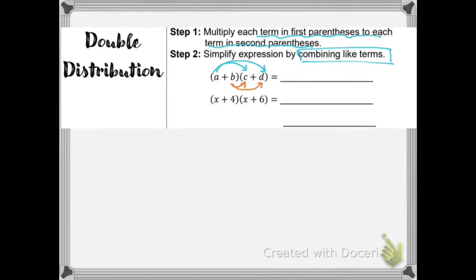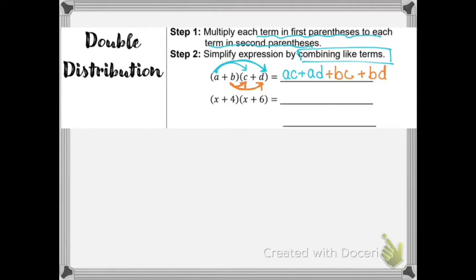Okay, now A times C is AC. Then I'm doing the A times D, so I'm distributing this other blue arrow. A times D is AD. Now let's switch to the orange and distribute the B. So the B gets distributed to the C. And then the B gets distributed to the D. Double distribution. Now none of those are like terms, so my work is done. I don't need to combine anything.